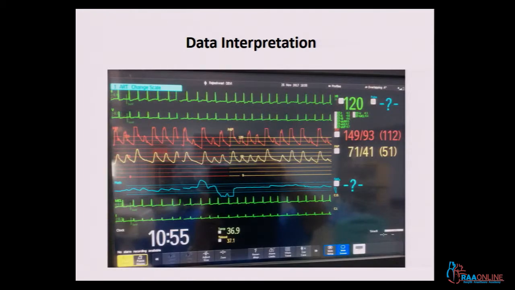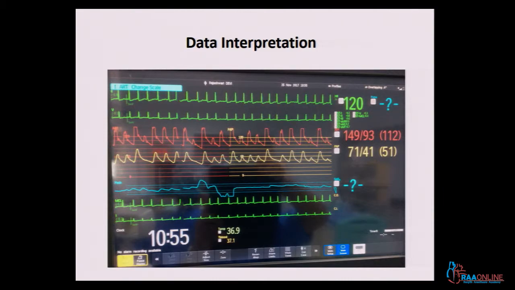Now, what is this? Can anybody tell me what this is? What is the interpretation in this patient? The patient has a rhythm problem. Then you can see the PA pressures. Is it normal? So how will you classify that?